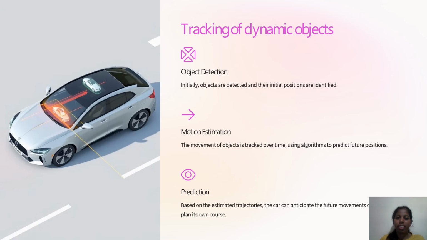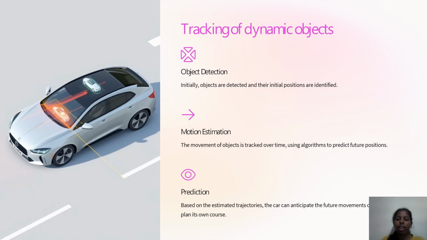Now let's see the tracking of dynamic objects. The first one is object detection. Initially, objects are detected and their initial positions are identified. After the object detection, then the motion estimation is done. The movement of objects is tracked over time using algorithms to predict future positions. And the next is prediction. Based on the estimated trajectories, the car can anticipate the future movement of the object and plan its own course.